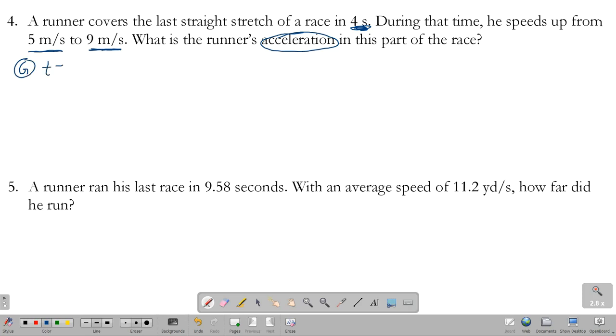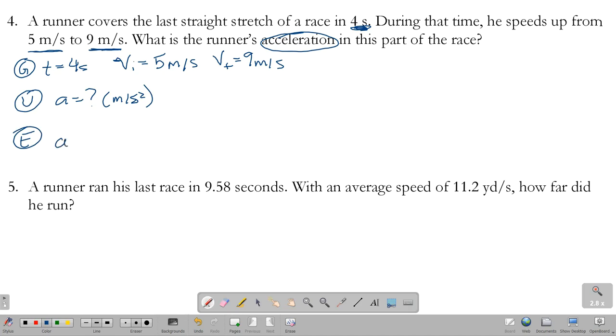The first thing is it says the time that it takes is 4 seconds. And then it gives us 2 speeds. One of them is the initial and one of them is the final. Since it says he speeds up from 5 to 9, we know that our initial speed is equal to 5 meters per second, and final speed is 9 meters per second. The unknown here is acceleration, and that's in meters per second squared.